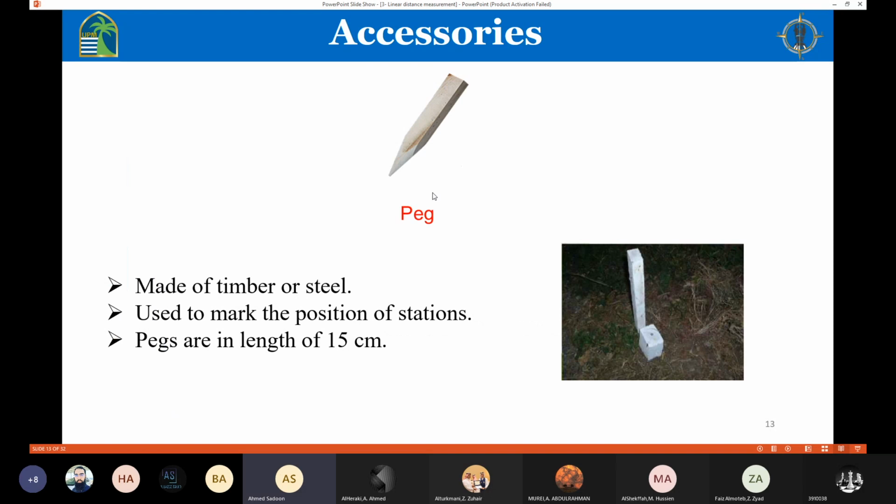Also, we have the pick. The pick could be made either from timber or from steel, and we use this one to mark the position of stations. We have a certain station A, B, C, and so on. So in order to know the mark, it's better to use the pick. And the length of the pick is about 15 centimeters.